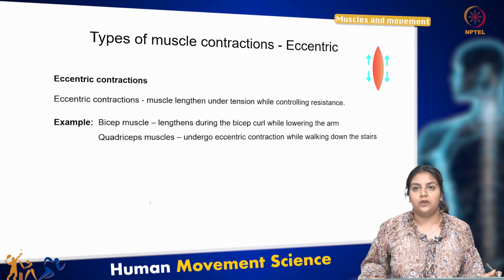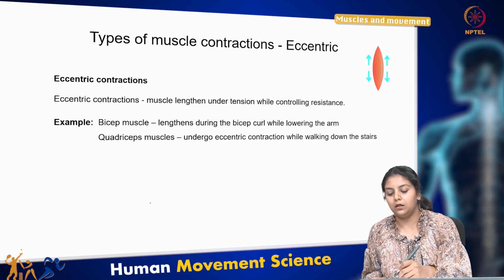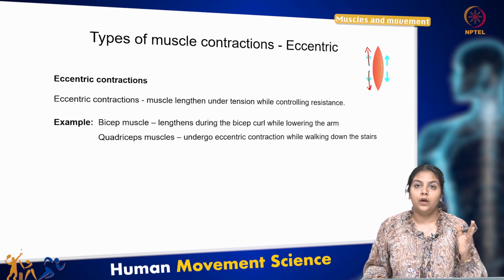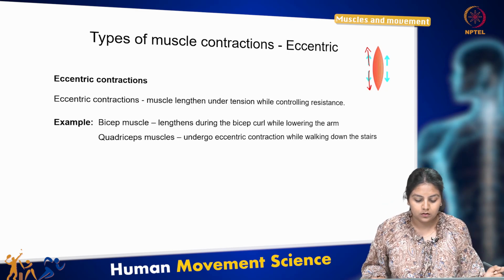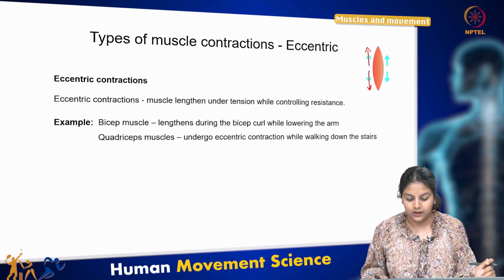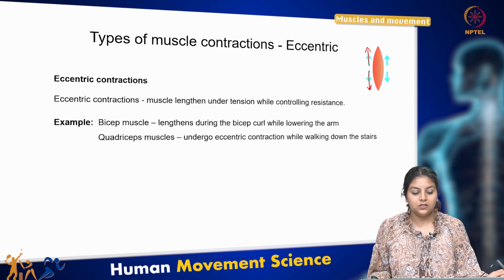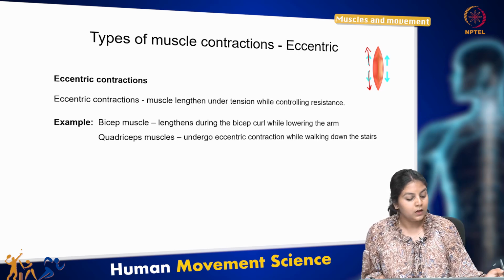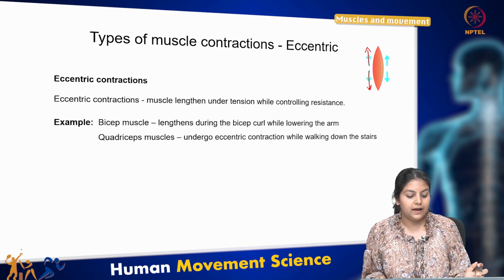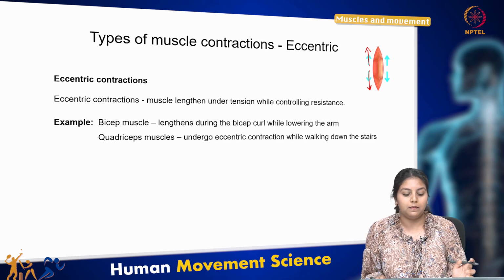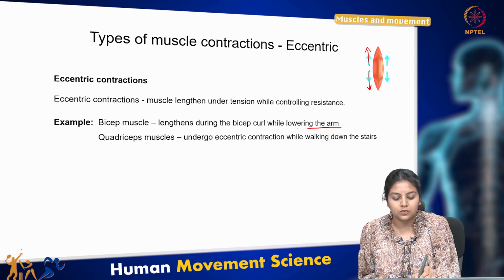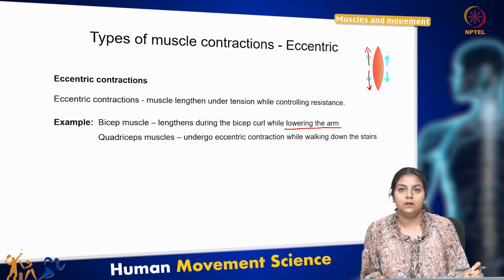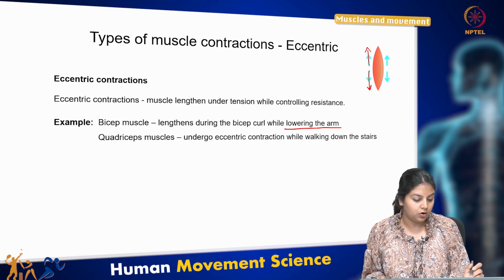What about eccentric contractions? So eccentric contractions, the muscle lengthens under tension while controlling a resistance. For example, the bicep muscle lengthens during the bicep curl while lowering the arm. So to have a controlled lowering, the bicep muscle lengthens or undergoes eccentric contraction.